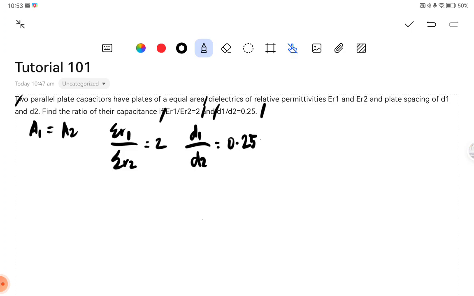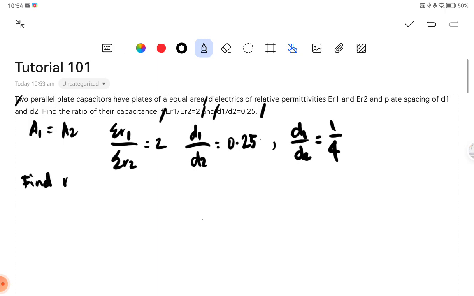0.25, when transformed into a fraction, is equivalent to 1 over 4. So therefore, D1 over D2 is equivalent to 1/4. Okay? So therefore, we have all of this. Also, we are asked to find the ratio of capacitance.